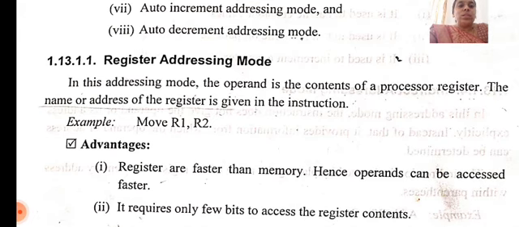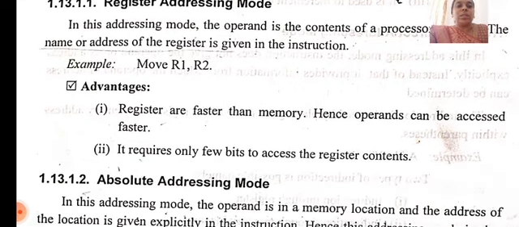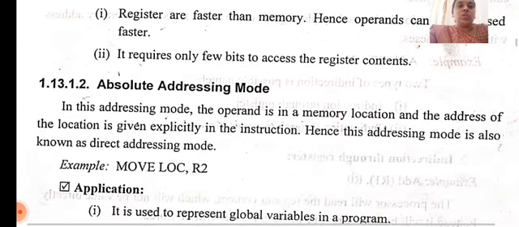What are the advantages of using register addressing mode? It is faster than memory. The operand can be accessed faster. It requires only a few bits to access the register content. Okay. The next one is the absolute addressing mode.